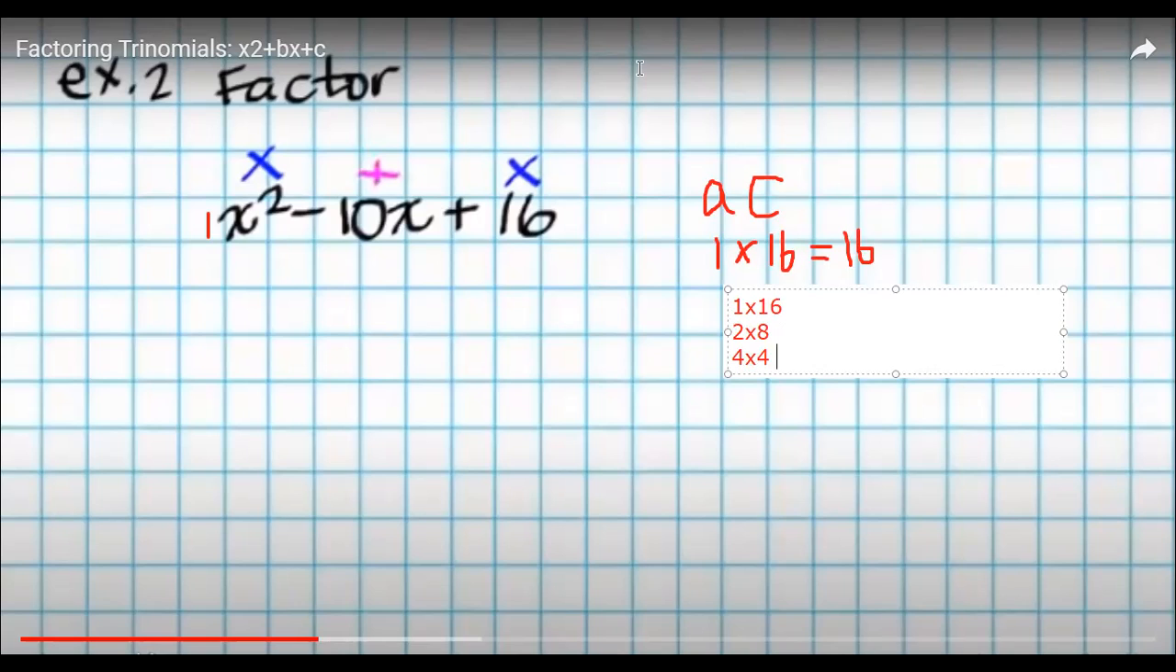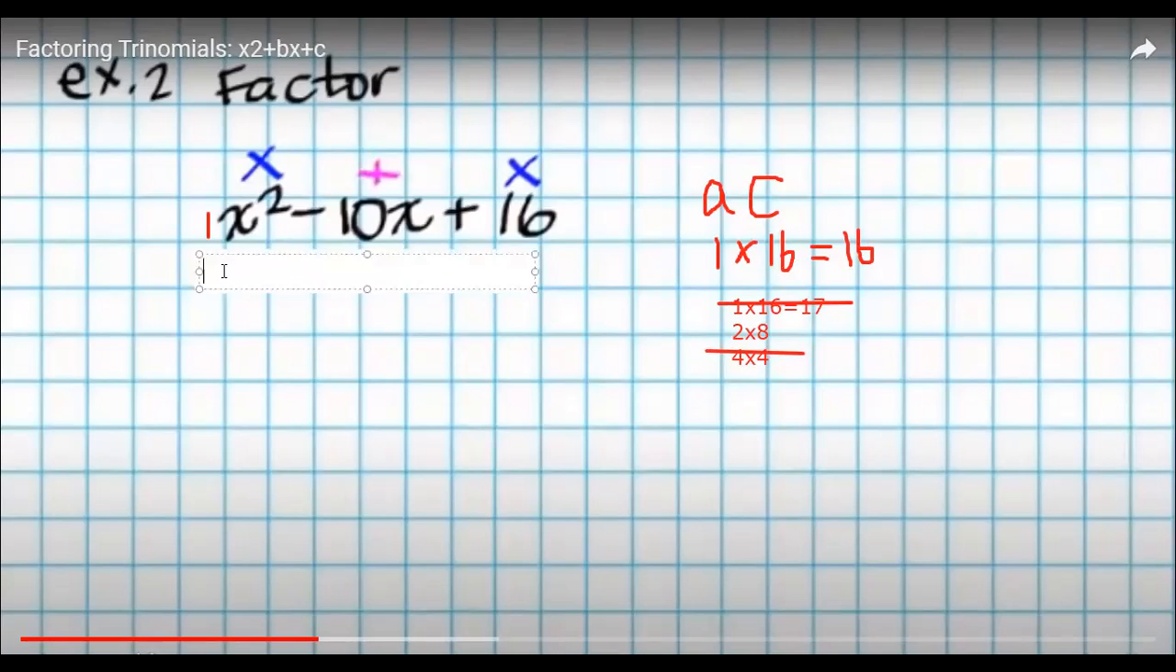The last sign here is positive, which means we are looking for their sum. Then 1 plus 16 equals 17, so we can't accept this one. We will cancel this one. 2 plus 8 equals 10. Is this what you are looking for? Yes. 4 plus 4 equals 8, so we will cancel the third option.